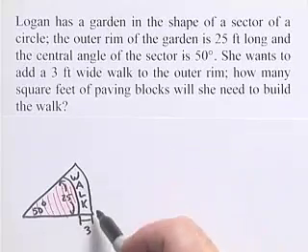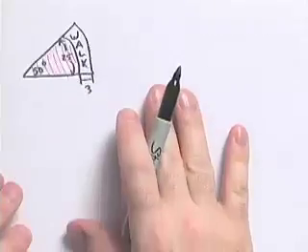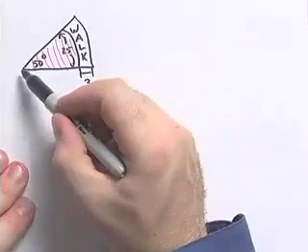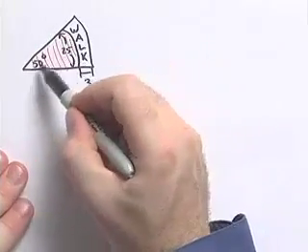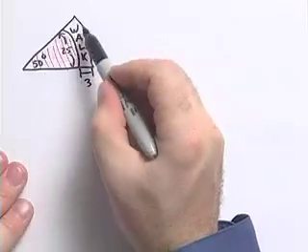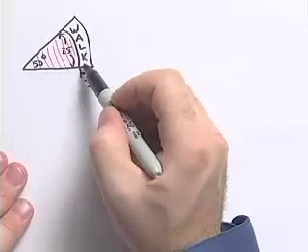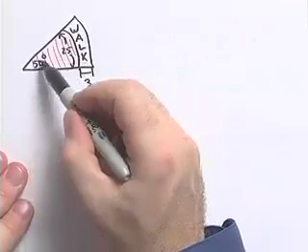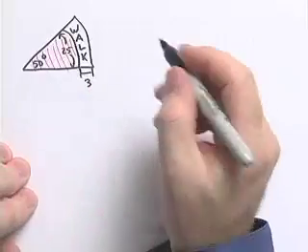If we look at this diagram that we've already drawn, we'll see that we actually have two sectors to deal with. We've got a smaller sector here, that's the garden area, and we've got a larger sector that includes the garden area and the walk. They both share the same central angle of 50 degrees.